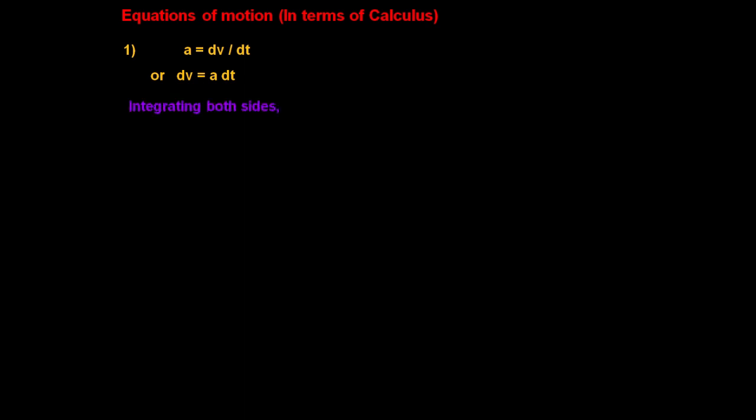Now integrating both sides, applying integration with limits of velocity from v naught to v and time from 0 to t, a is taken outside. Why? Because we are differentiating with respect to t, not with a, so a becomes constant for t. Try to understand, a into dt is there, dt is the integrating term, so we are applying integration with respect to time, not with acceleration.